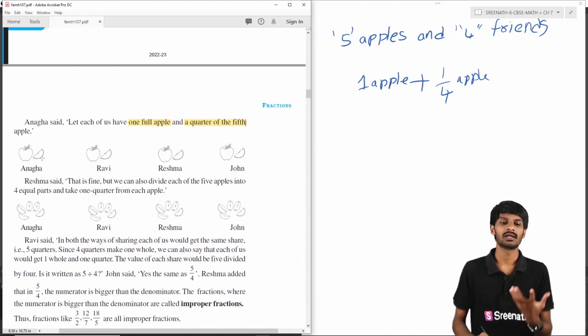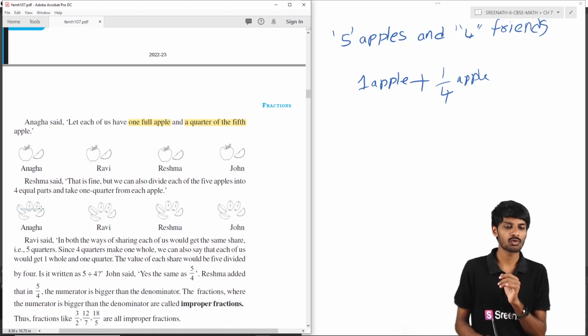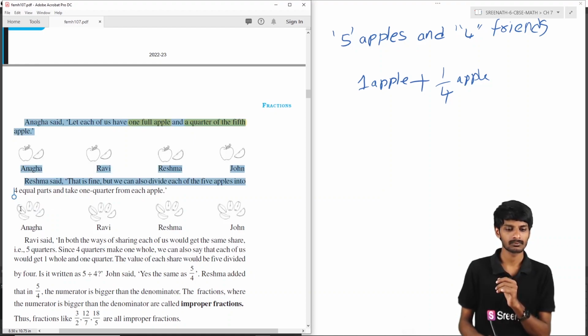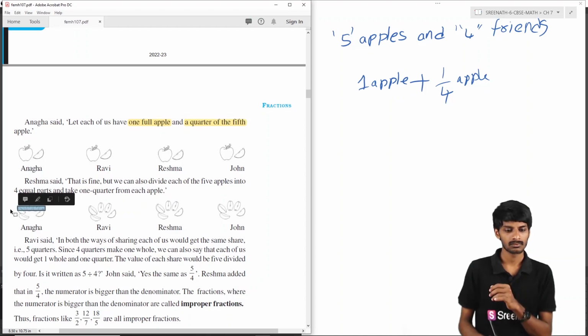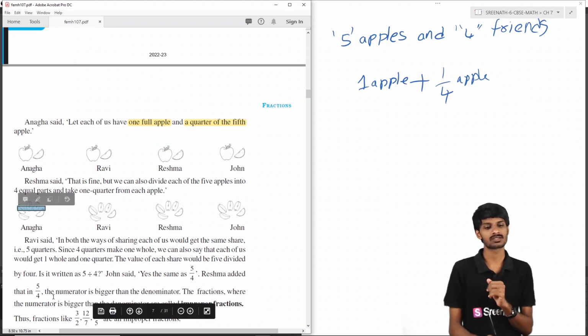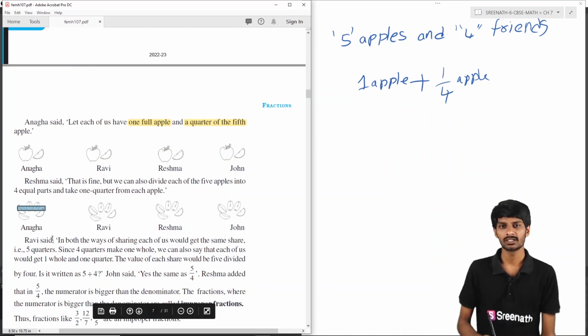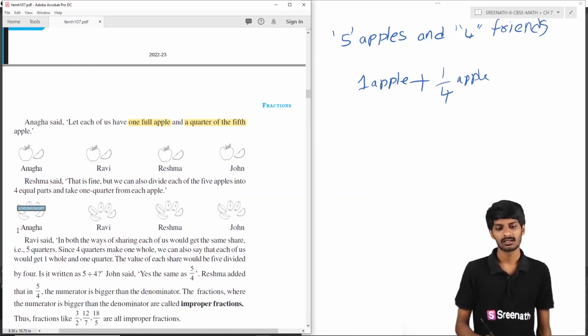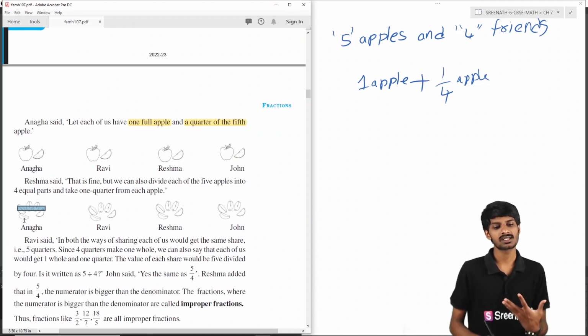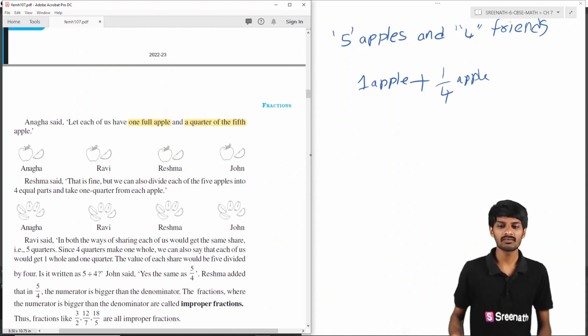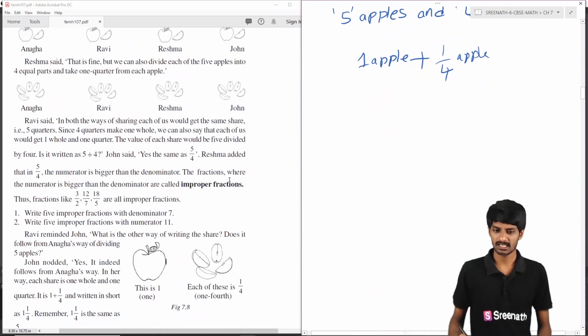So in this case, each apple is made into 4 pieces. If you take 1 apple, it is made into 4 pieces. Okay, students, those 4 pieces, like that. And every apple is made into 4 pieces. After that, each one takes 5 quarters, like that. So in both ways the sharing is the same, students.